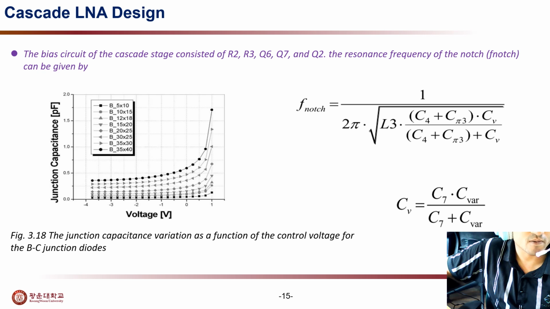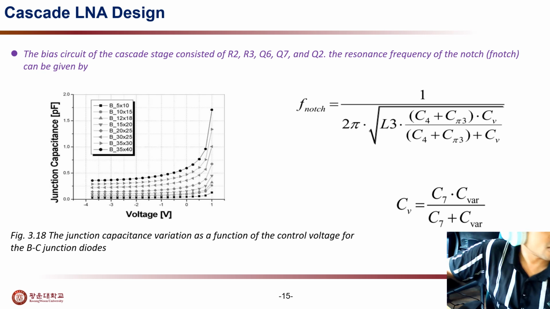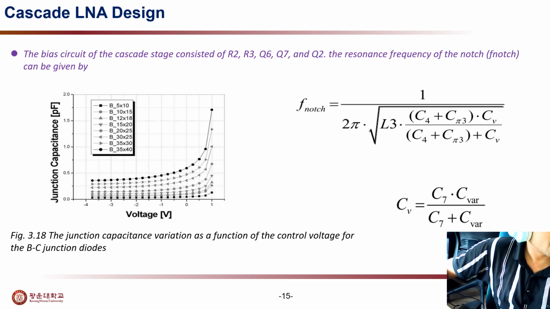And this is the figure that represents the junction capacitance variation as a function of the control voltage for the BC junction diodes. There is the voltage on the x-axis and the junction capacitance on the y-axis, and with different variation of the voltage, we can measure different junction capacitance.